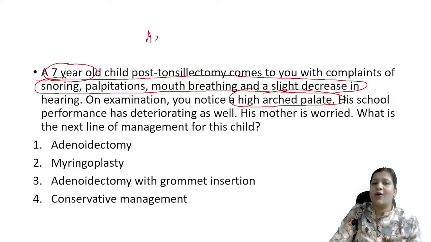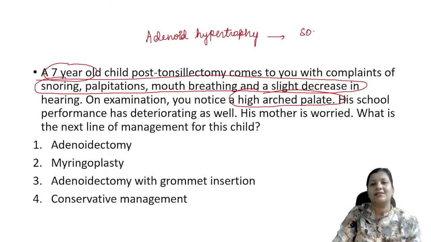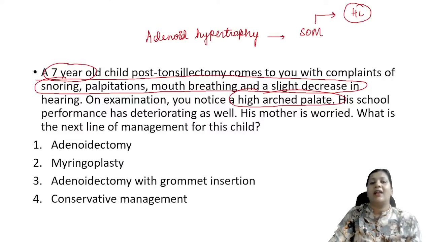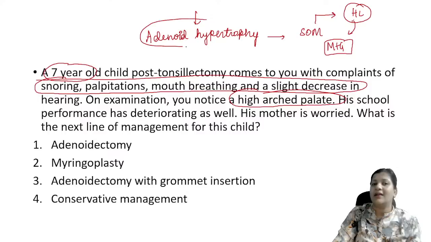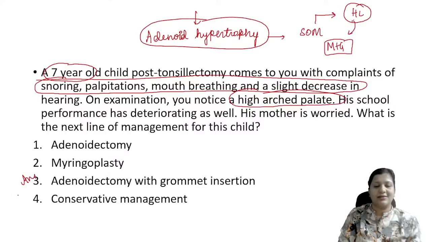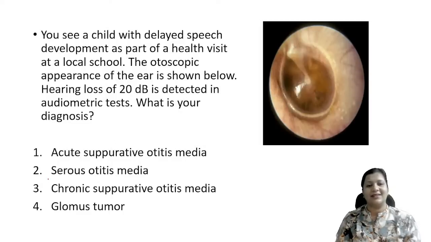So, are we thinking of adenoid hypertrophy? Is this adenoid hypertrophy causing compression of the eustachian tube resulting in serous otitis media? And if it is causing compression of the eustachian tube with serous otitis media, will it result in hearing loss? Yes. Now if you have to treat the hearing loss because of SOM, you will do a myringotomy and grommet. But should you treat the underlying cause? Yes. So the correct answer will be adenoidectomy with grommet insertion. I'm sure everyone has answered this right.